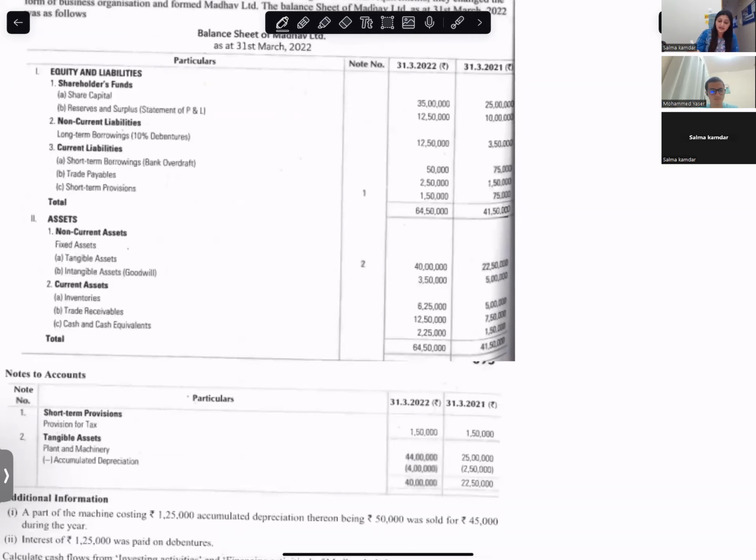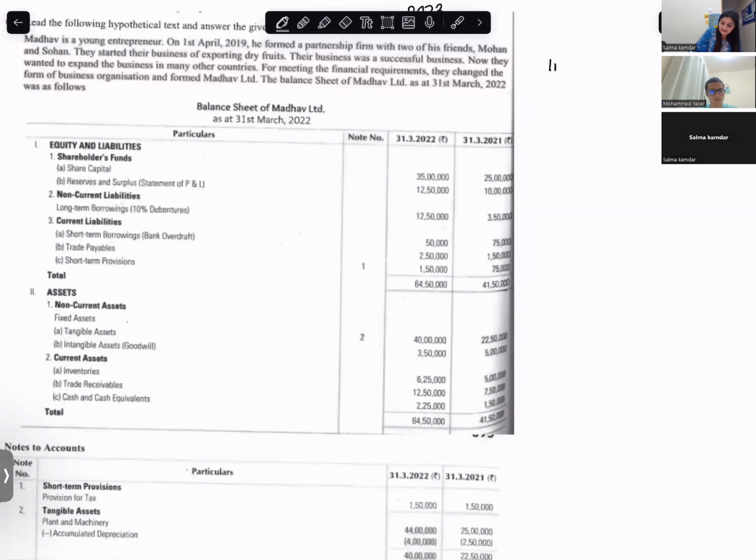So for this, I should know what is investing activity. Tell me what is investing activity. Purchase and sale of non-current assets. Financing activities: issue of shares and loans. Issue of shares, and also the interest on debentures paid.